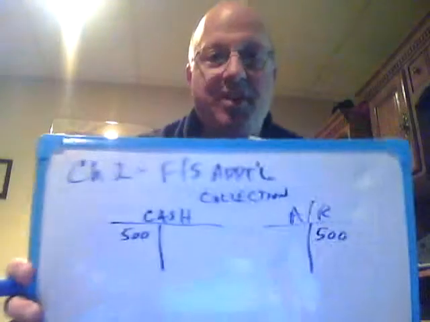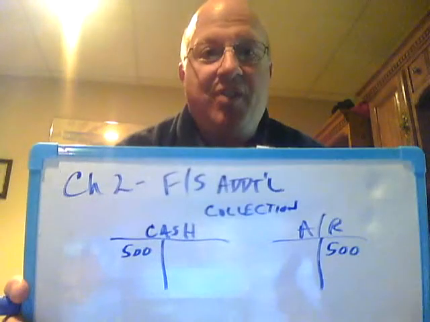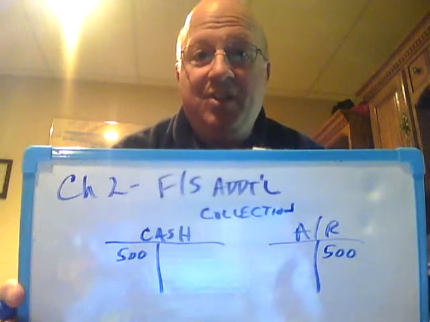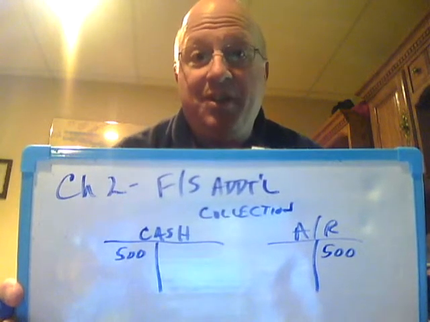So a collection on an account receivable is going to increase cash. Let's say it's $500. It's going to decrease accounts receivable by that same amount, right? So on your T accounts, for that collection, you would show an increase to cash of 500, and a decrease to accounts receivable, or a credit of 500.